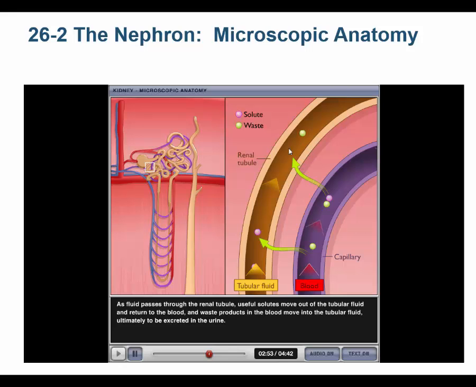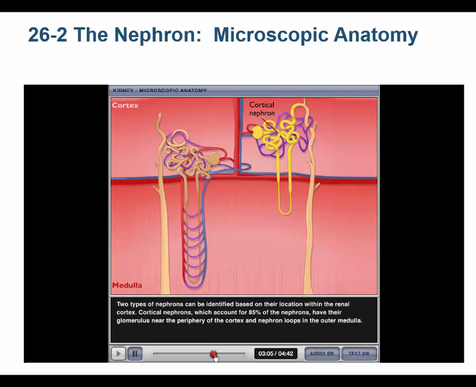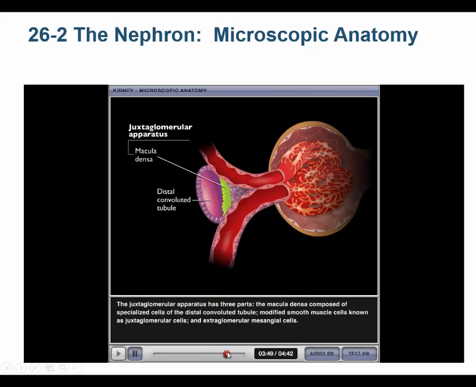So in other words, you may filter something your body wants, like glucose. No problem, we can reabsorb it. Additionally, you may fail to filter some waste product that you want in the urine. No problem, we can secrete it. So you can see that the filtrate is not static. You can add to it and subtract from it by reabsorption and secretion. So that's a big concept there.